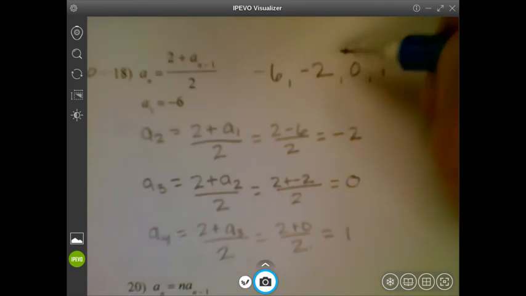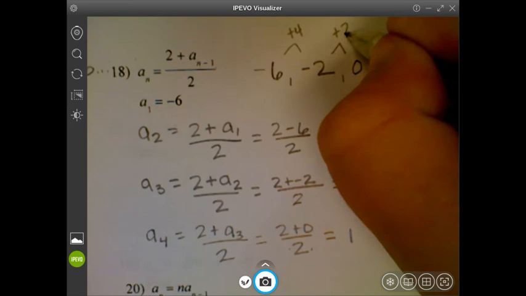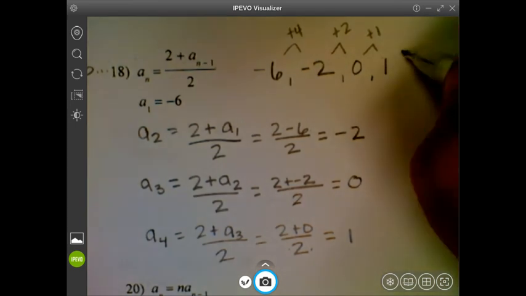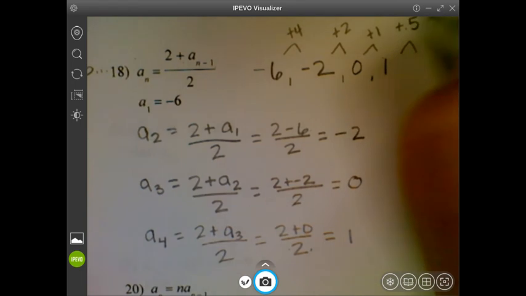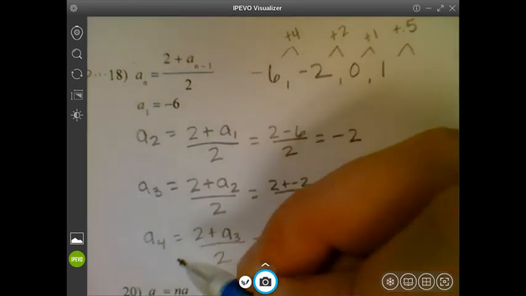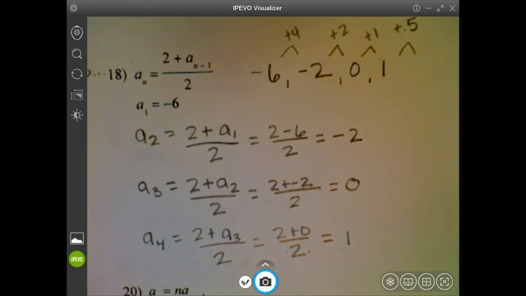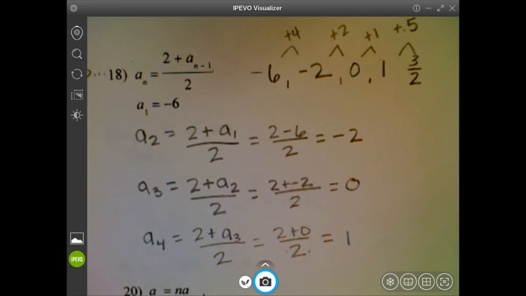And you can probably start to recognize the pattern. This was an add 4, add 2, add 1. So if you recognize what's happening here, the next number should come from adding 0.5. If you don't recognize it, though, you can go ahead and just use your recursive formula to find a sub 5. You will get that it is 3 over 2, or 1.5.